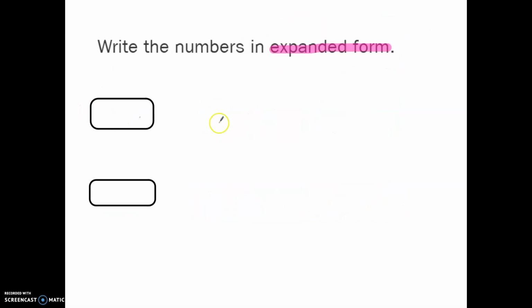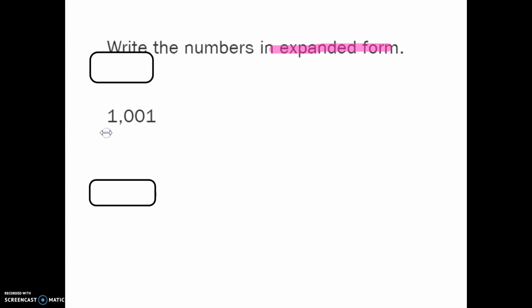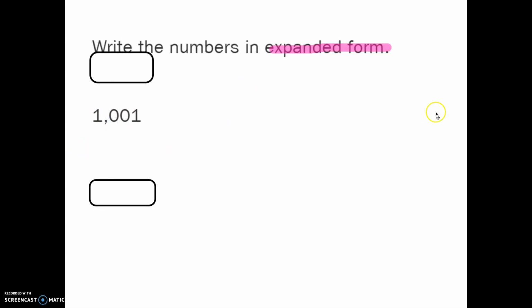We'll do 2 more really quick here. 1001. Now I have 4 places. I have the thousands place, the hundreds place, the tens place, and the ones place.